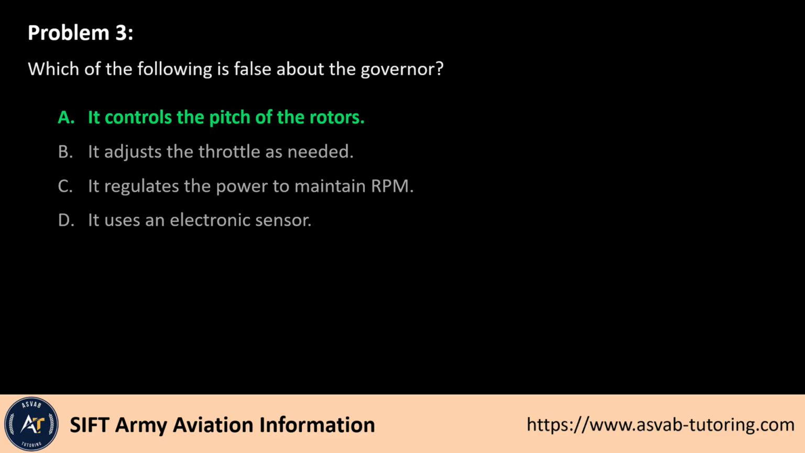The answer is A. The governor in a helicopter does not control the pitch of the rotors. That function is managed by the cyclic and collective controls. Instead, the governor adjusts the throttle automatically to maintain a constant rotor RPM. It regulates engine power output and often uses electronic sensors to ensure smooth and stable flight performance, preventing RPM fluctuations.